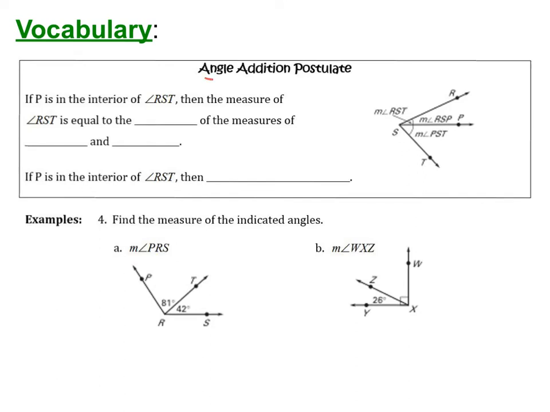Next, we come across the angle addition postulate, which is very similar to the segment addition postulate that we had earlier in the chapter. So I'm referring to this picture on the right where P is in the interior of RST. So P is somewhere inside of this angle. And what I'm saying is that the measure of the large angle, RST, is equal to the sum of the measure of angle RSP and angle PST.